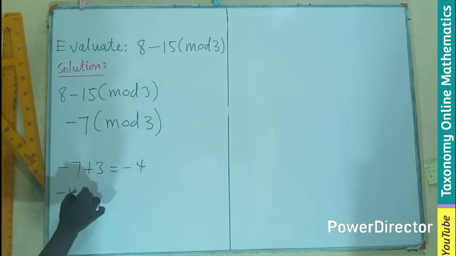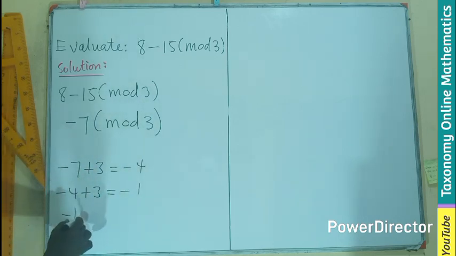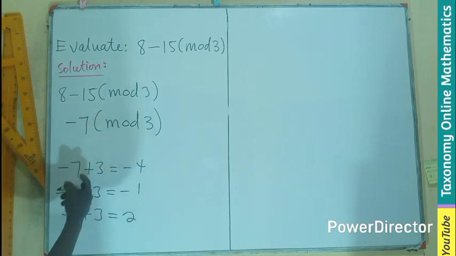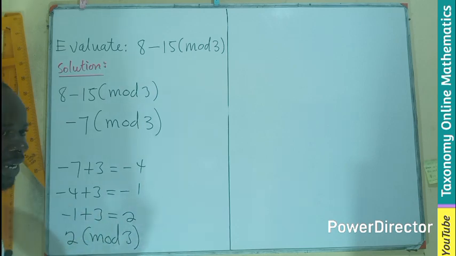Then negative 4 will now be added to the mod. And if you add, you get negative 1. The negative 1 will now be added to the mod, and that will give you 2. That simply means that from here, our answer will be 2 in the mod of what? 3.